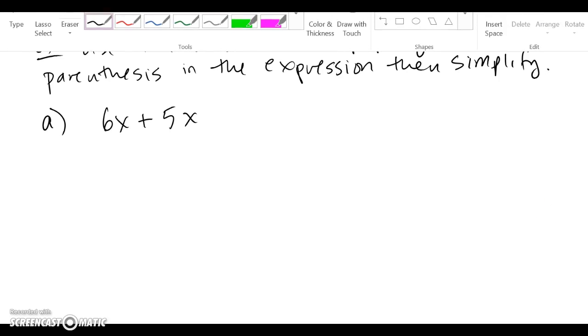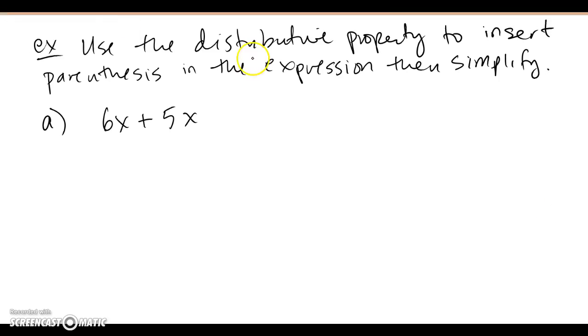This one says, let's work sort of backwards, use the distributive property to insert parentheses in the expression, then simplify. So what we could do here is just say, right off the bat, you can think of it as 6 apples plus 5 apples is going to give me, they're like terms, 11 apples. We could do that quickly without doing the distributive property.